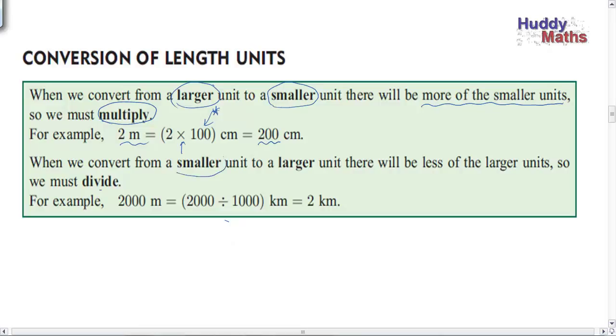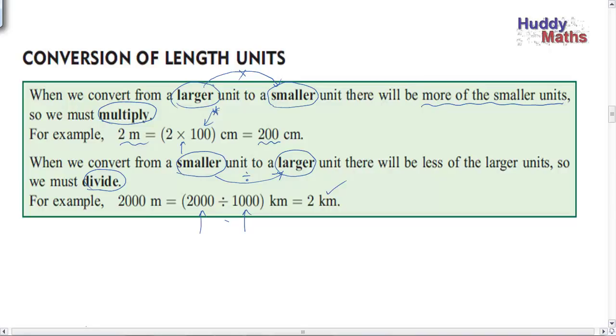If we're going from a smaller unit to a larger unit, we've got to bundle our smalls up to make our larges. And so we're going to divide. We're going to ask, how many thousands have we got in 2,000 metres? And we've got 2 lots of them, so we've got 2 large. We're going to have 2 kilometres. So let's have a look at the little rule here. Larger to smaller, you're going to have more of them. You will times by whatever number goes with that prefix, the number in front. And here we're going to go from smaller to larger. We actually have to divide.